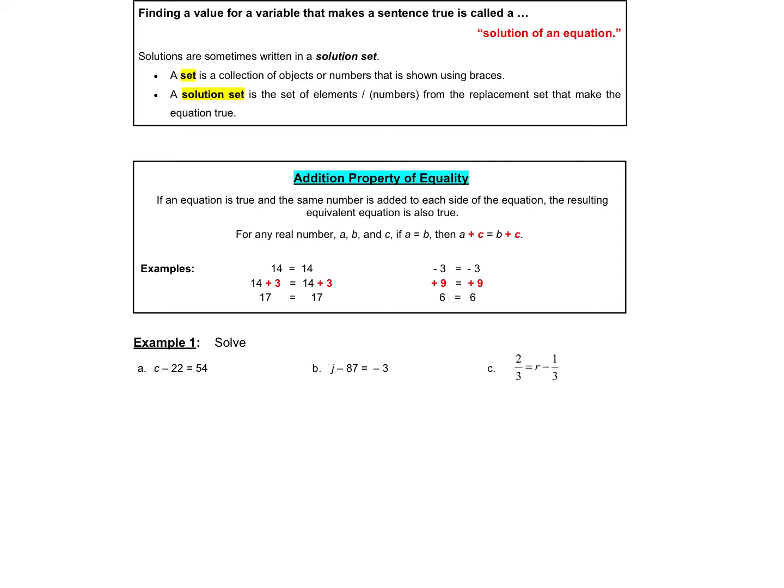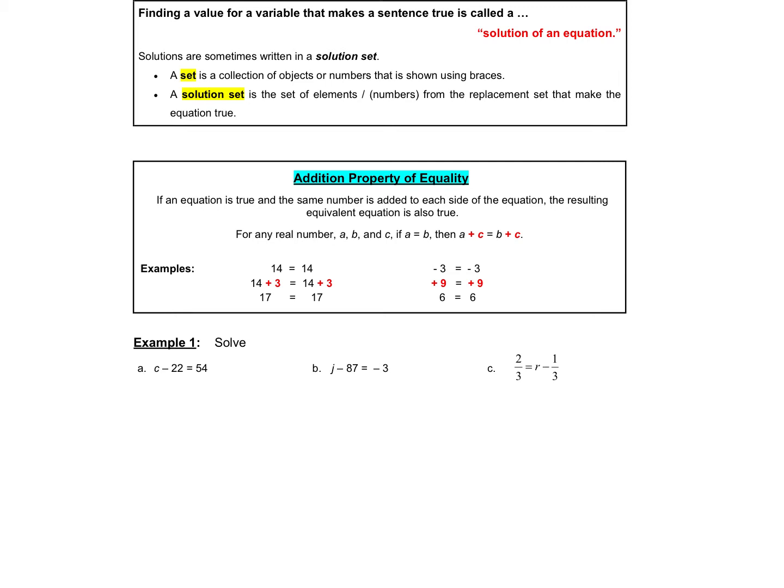This same concept we do when we're solving equations. If there's subtraction happening with the variable, in order for us to get this variable alone to solve, we have to do the addition property of equality, which is the inverse operation. To get rid of the subtraction of 22, we would have to go ahead and add 22.